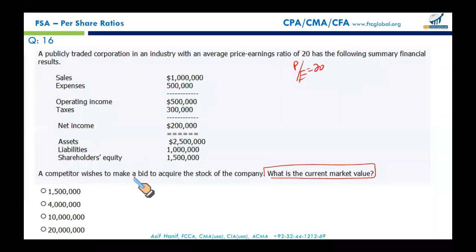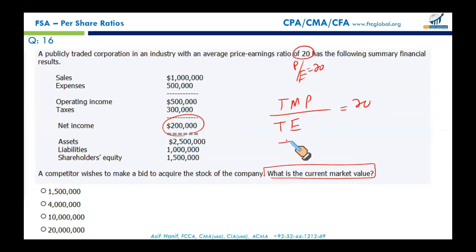A competitor wishes to make a bid to acquire the stock. What is the market capitalization? So for this, we need to calculate what is the earning of the business. Earning is given straightforward as $200,000. This is the total earning. So if this is the case, total market price of this company is equal to total earning of this company times 20, if this is operating in a particular industry with PE multiple of 20.